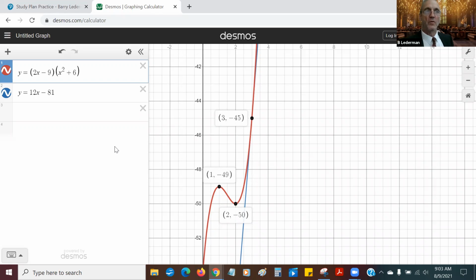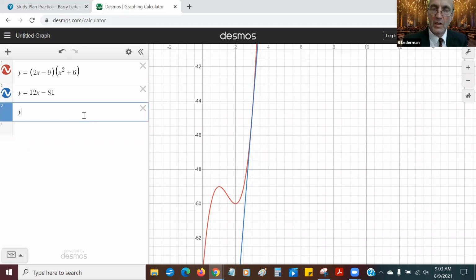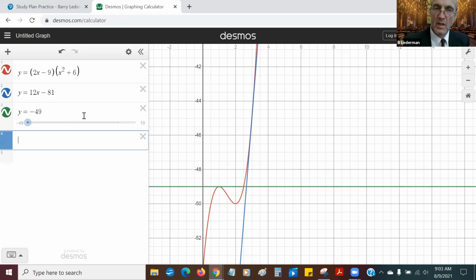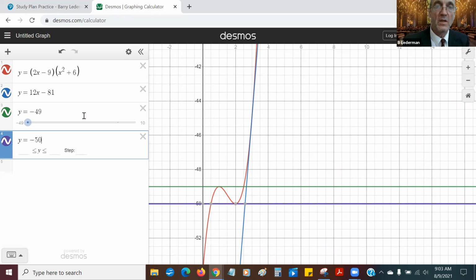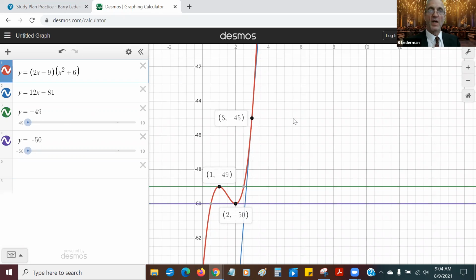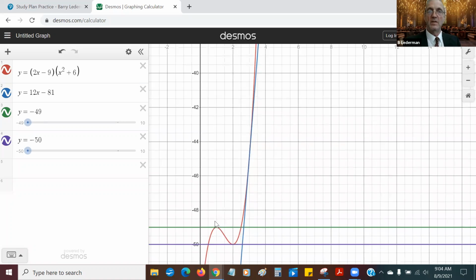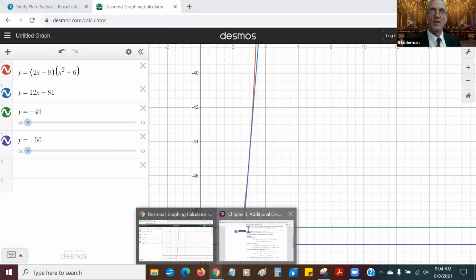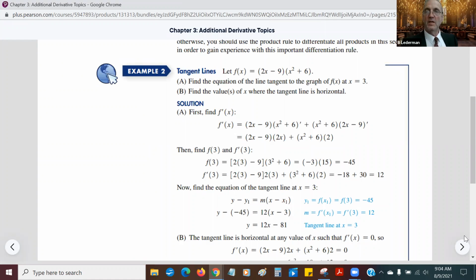We get to 2. Why don't I put that in there? y equals negative 49, and y equals negative 50. And notice there's our two horizontal tangents right there, and this is all beautiful. And pow. So that's one tangent, which again, is a little hard to see. Let me just go down a little bit. And that's the other horizontal tangent, and it's all good. So yay for technology. Okay, let's move on.